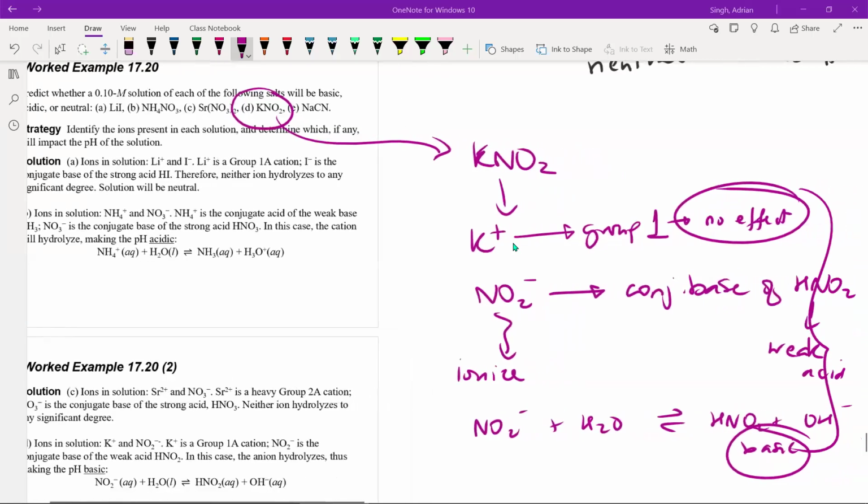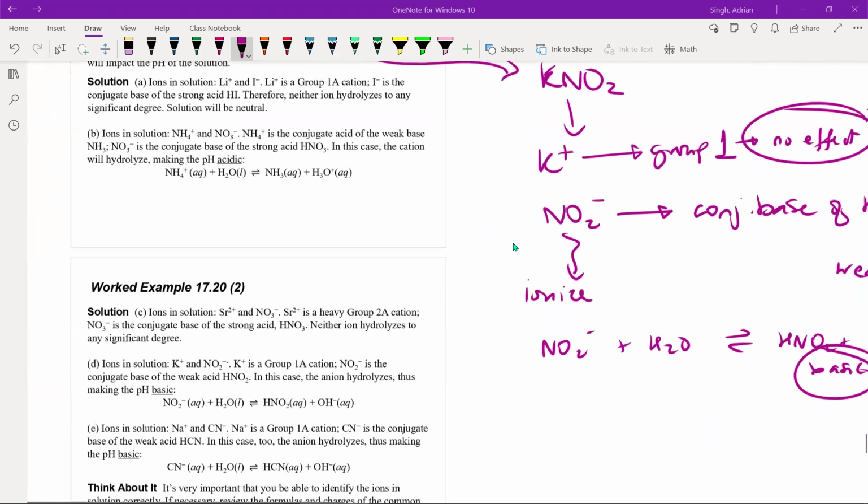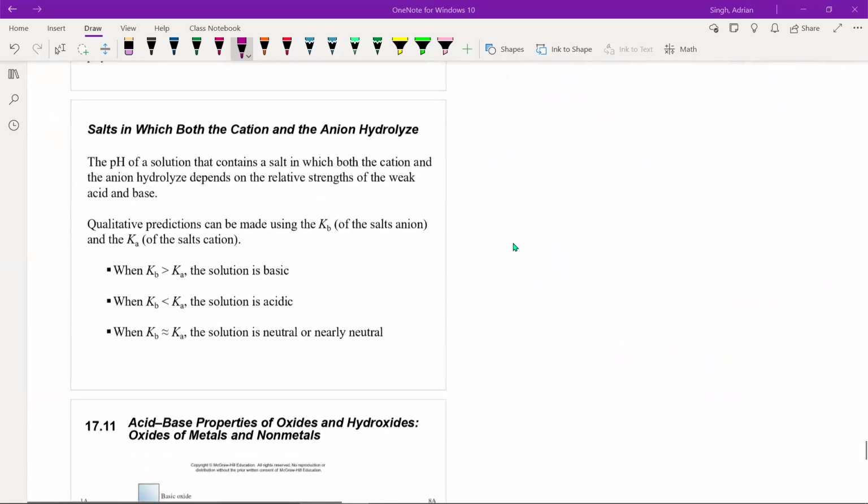So if you have a salt where one component of the salt doesn't affect the pH, but the other one does, well, then the pH of that solution will be determined by that component that does affect the pH of the solution. But what about if you have a salt where both the cation and the anion are able to hydrolyze in solution? Well, what we're going to have to do is to compare now the Kb and the Ka values for the respective conjugate acid-base pairs in that system.